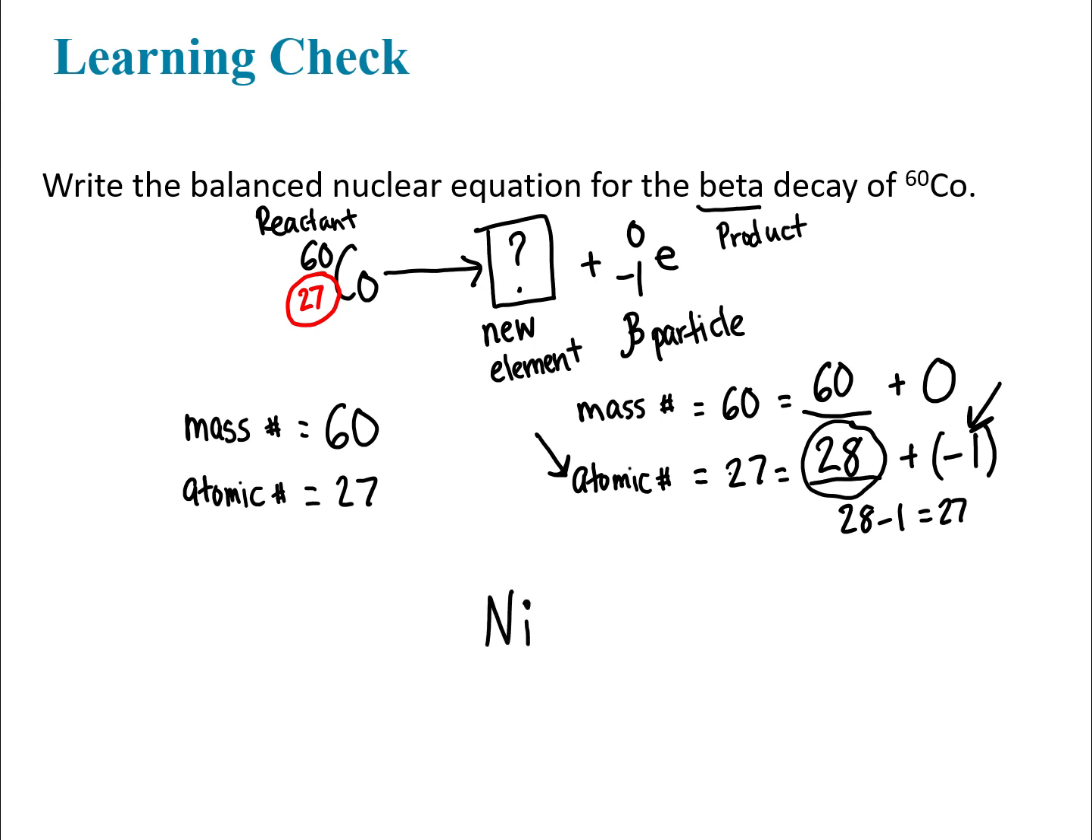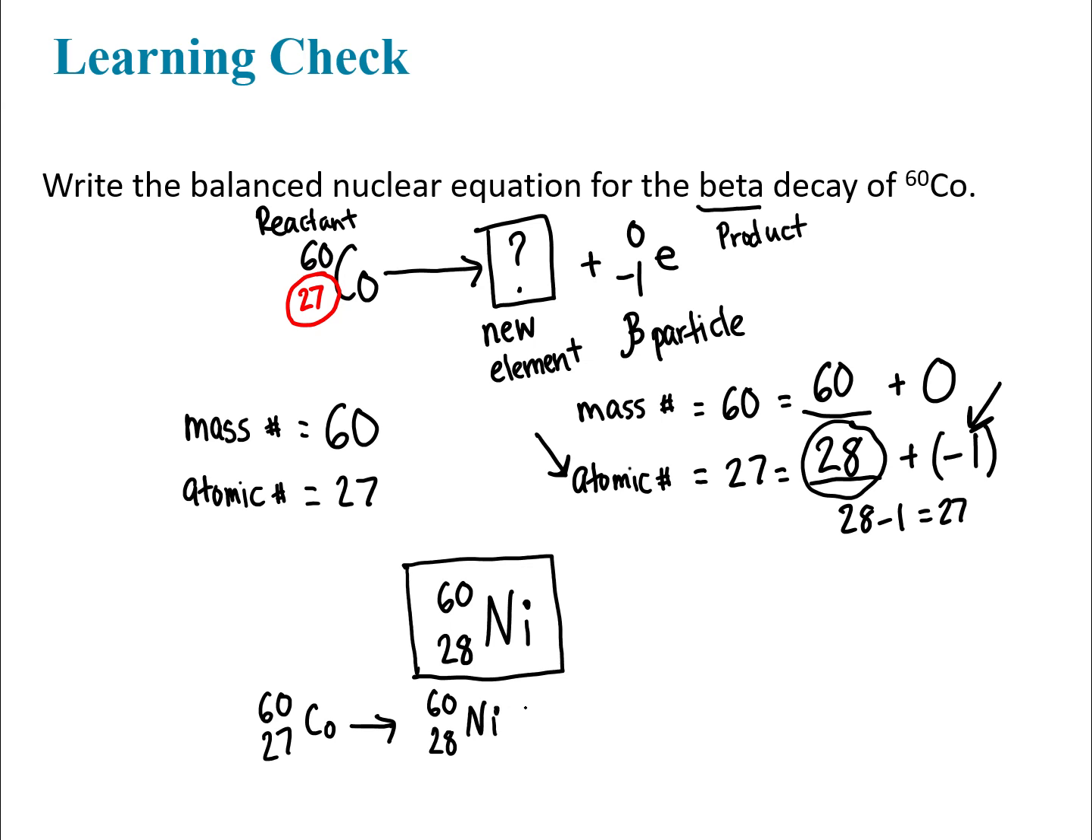So you look up that atomic number on your periodic table and you find the chemical symbol. Then you just write out what your mass number is and what your atomic number is. So that is going to fill in our blank. So the actual full equation looks like this. That is our balanced equation.